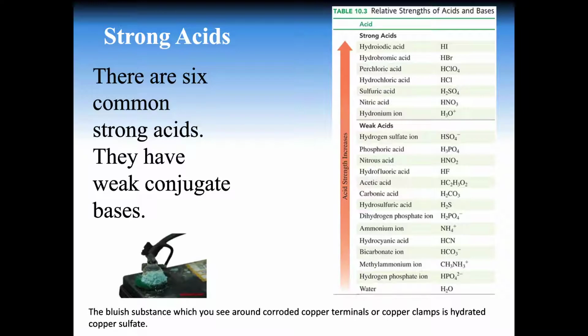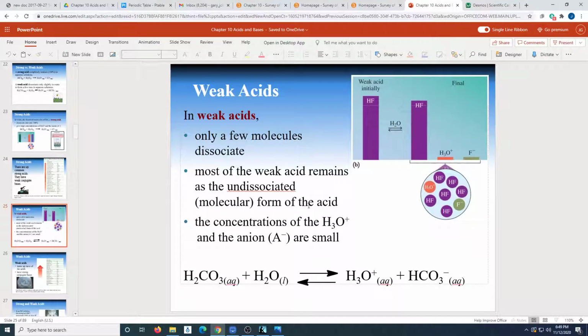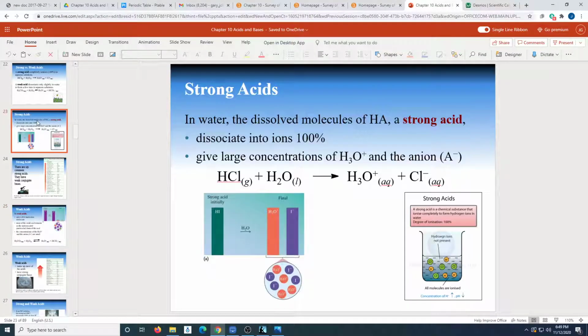Okay, so you'll see the strongest acid is hydroiodic acid, followed by hydrobromic acid, and there's only about seven strong acids. Everything else is a weak acid. Okay, so let's talk about what the difference between a strong acid and a weak acid is. A strong acid is something that completely dissociates. Let me back up to right here.